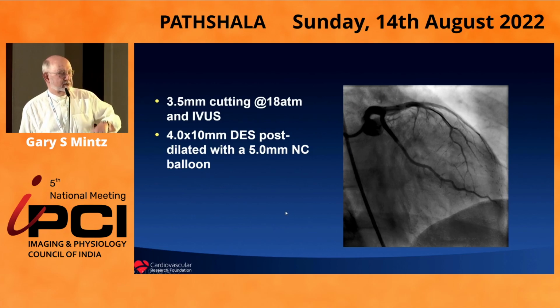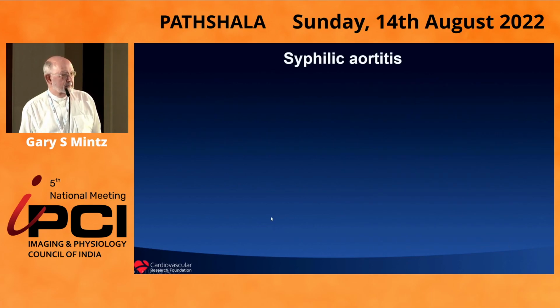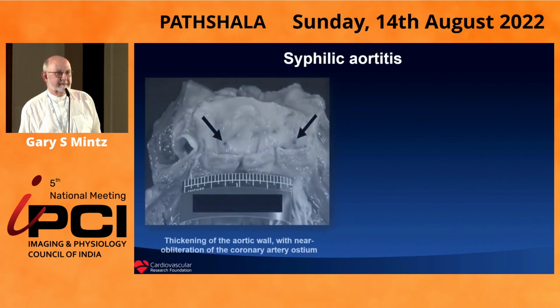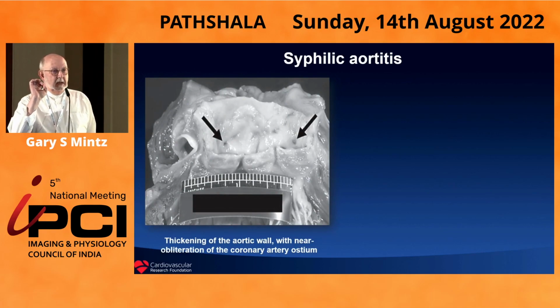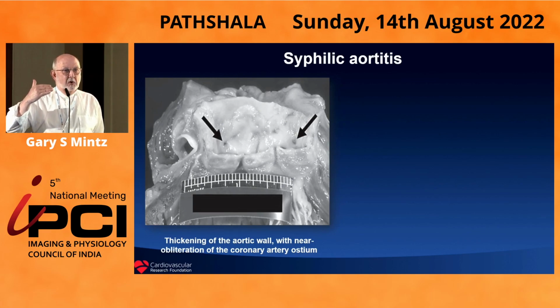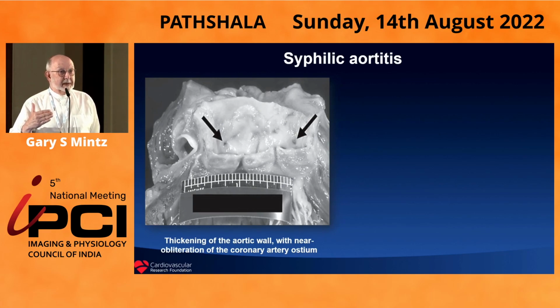And since my time is just about up, I'll ask you why. What did this woman have? Syphilitic aortitis. So isolated aortoostial disease is never atherosclerotic. You should think about other causes. If you are part of the world where syphilis is still endemic, think about syphilitic aortitis, or think about Takayasu's, think about aortic root disease, and so on.